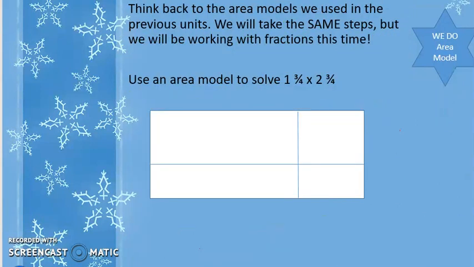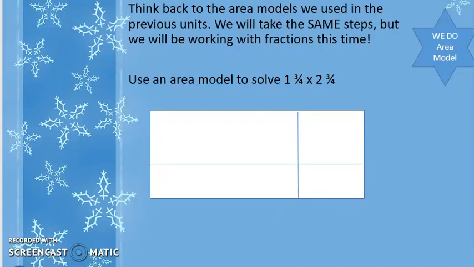All right, now let's go on to using the area model. So we should be familiar with this. Let's think all the way back to our previous units, and we're actually going to take the same exact steps, but this time we're going to be working with fractions. So the first thing we're going to do is rewrite each mixed number as the sum of a whole number and a fraction.